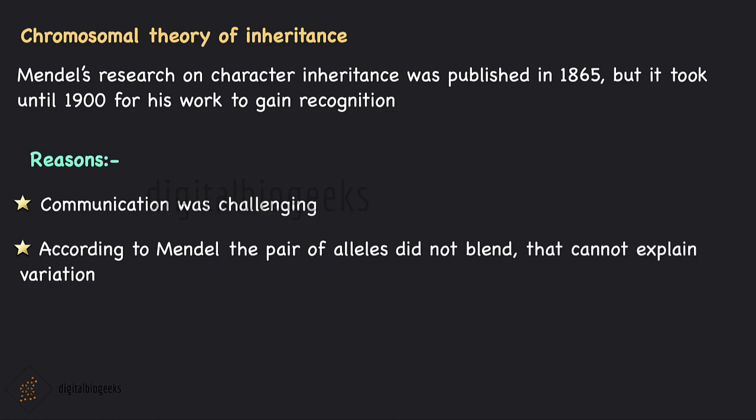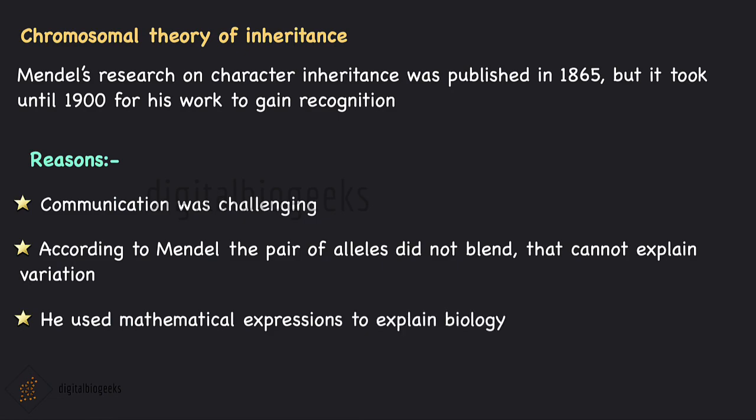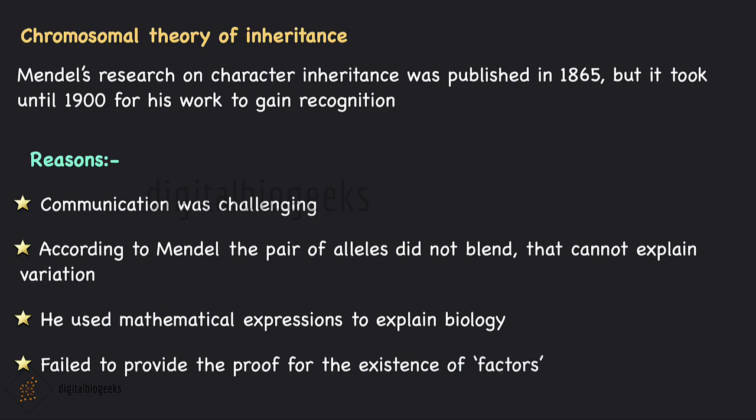According to him, the pair of alleles did not blend with each other. This cannot explain the variation in offspring from parents. If alleles did not blend, then there would be no variation, but that is not true. He used mathematical expressions to explain biology, like the genotypic and phenotypic ratios, which was not acceptable to his contemporaries. The final reason was that he failed to provide any evidence to support the existence of factors, that is, genes.